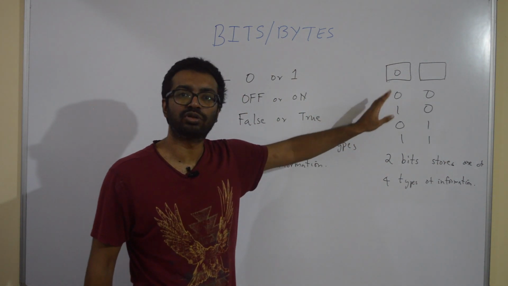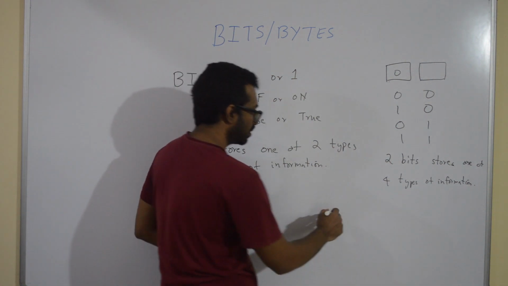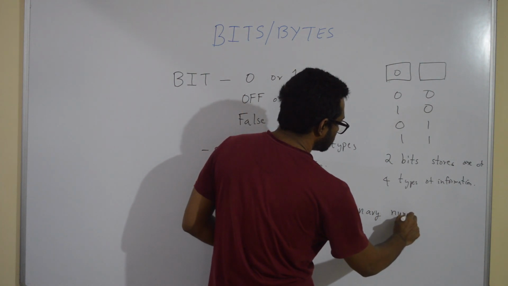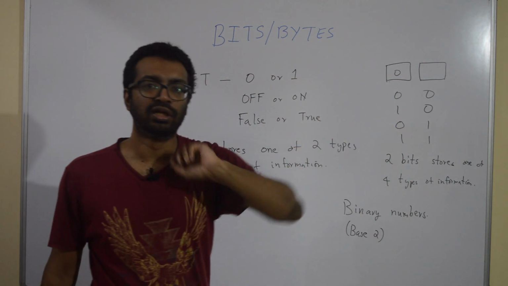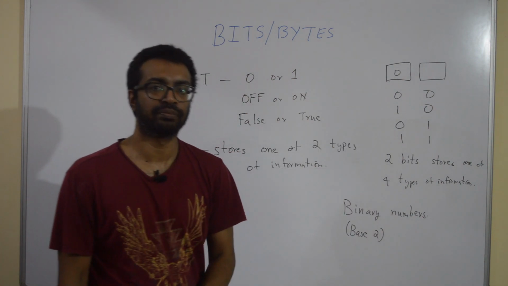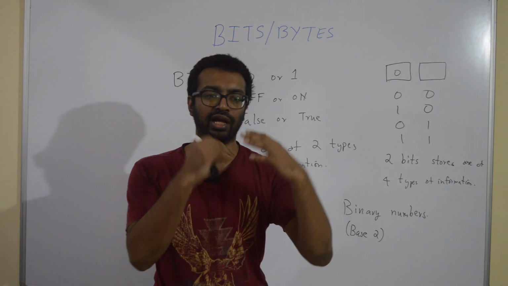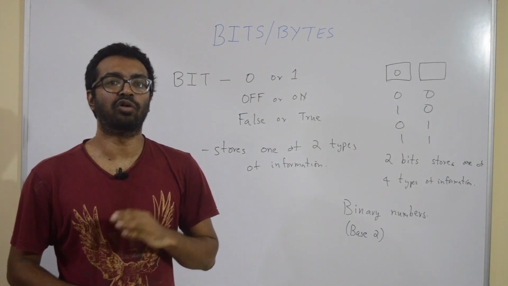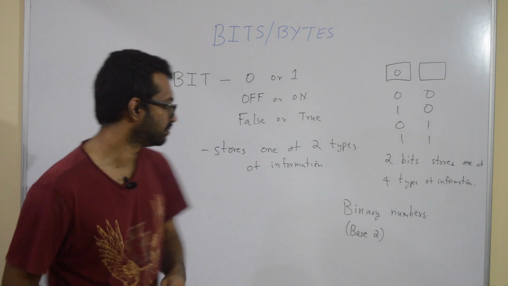These numbers, 0 0, 1 0, 0 1, 1 1, you can also see them as binary numbers. How many different binary numbers can we represent using 2 bits? We could represent 4 distinct binary numbers, right? If you can store 4 distinct binary numbers, it's as good as saying you can have 4 different kinds of information. If you have n bits, how many distinct binary numbers or distinct information can you store?